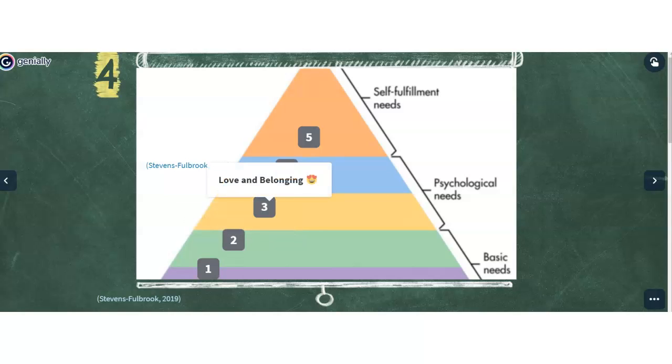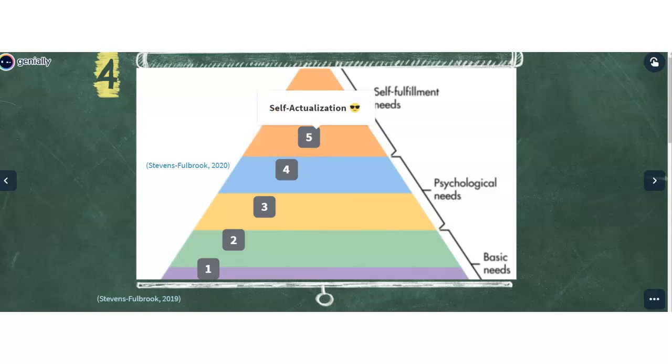Level 3, love and belonging. Do I belong here? Is it welcoming? Am I respected and cared for? Do I have my family? Do I build relationships? Level 4, esteem. Am I learning valuable things? Respect and confidence in what I'm doing? And finally, level 5. Am I being the best I can be?